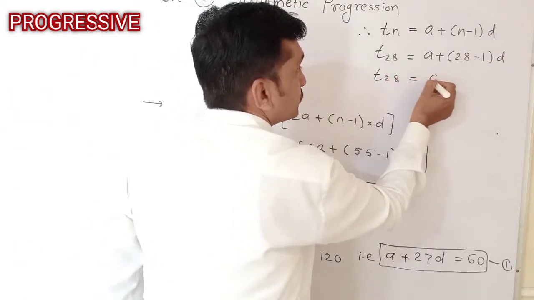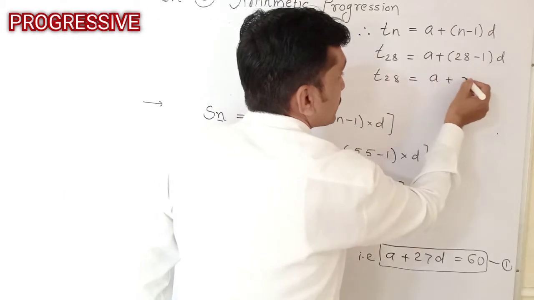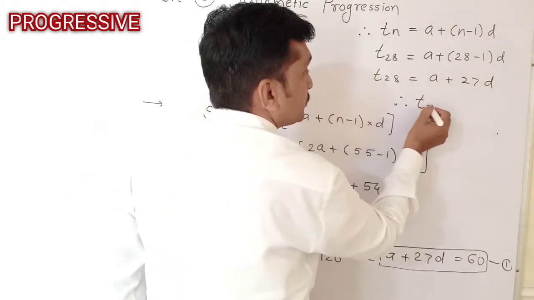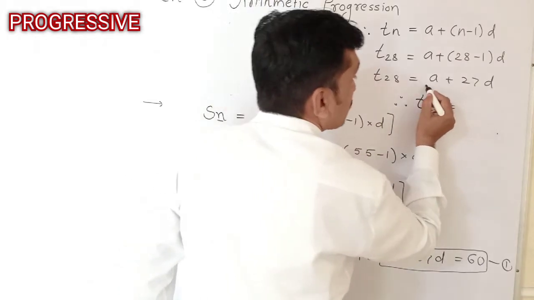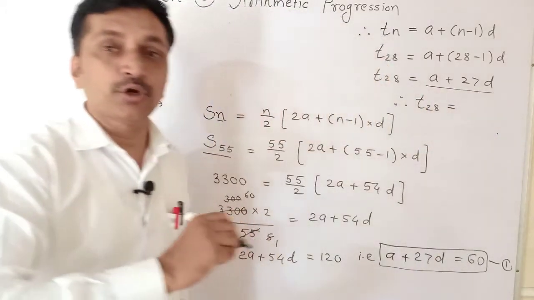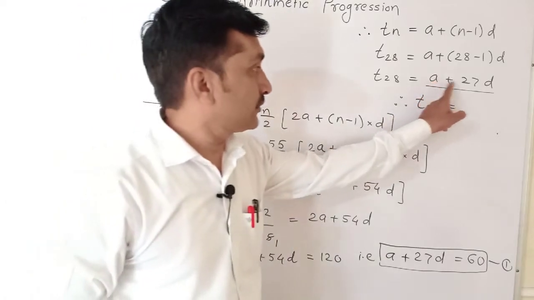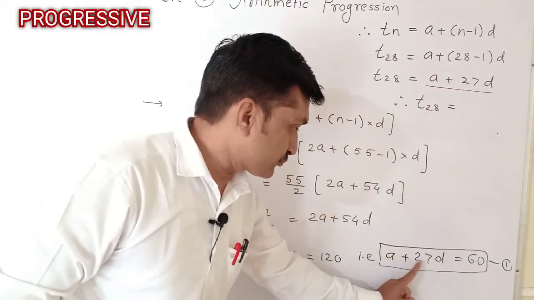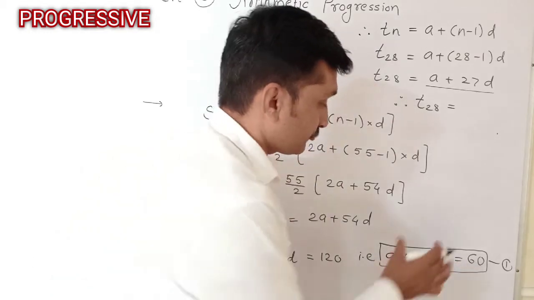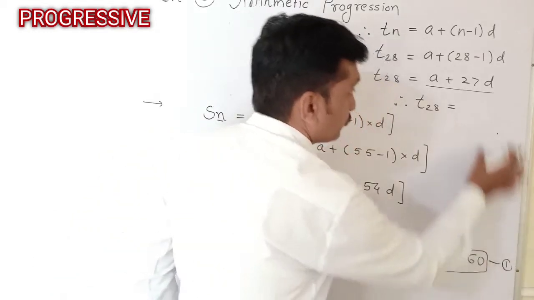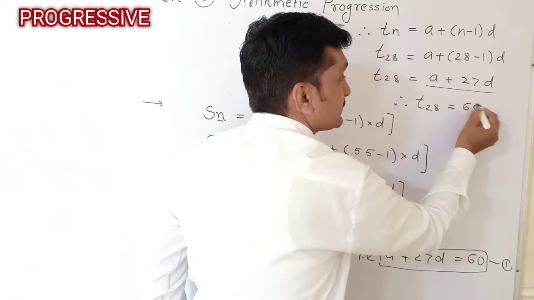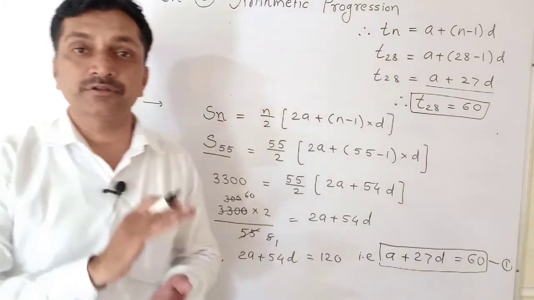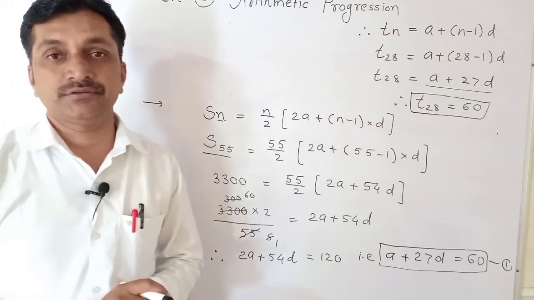T28 is equal to a plus, here the subtraction gives 27d. Now see here, from 1 we have already got this value: a plus 27d is equal to 60. Therefore replace this value from 1 here, it is equal to 60. Therefore we got T28, that means the 28th term, is equal to 60.